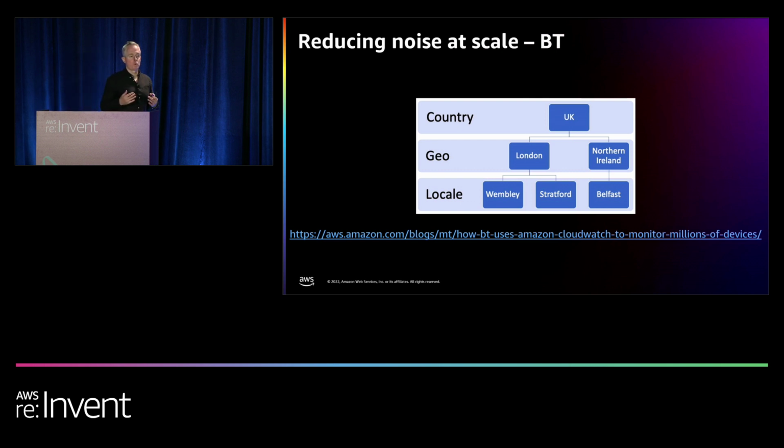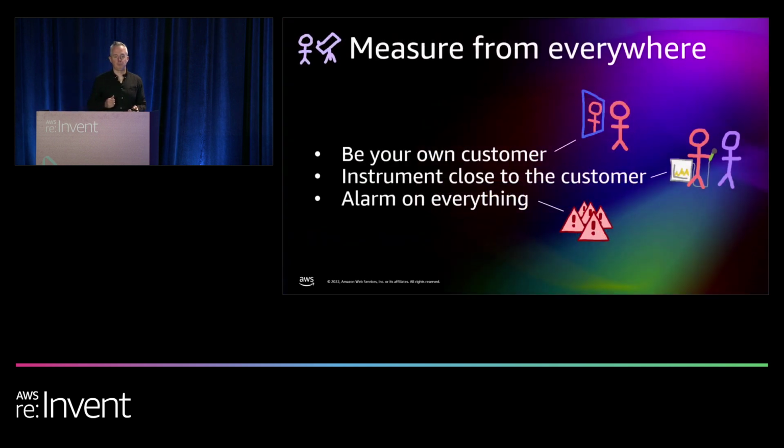This allows them to quickly triangulate per locale, per geo, where they're having operational events, and it has enabled them to react faster and put things right sooner. For those who are interested, there's a reference on the screen, an interesting blog you can check out in terms of how BT have done it. But the theme of all of this is that we need to measure from everywhere so we can fully measure the customer experience.